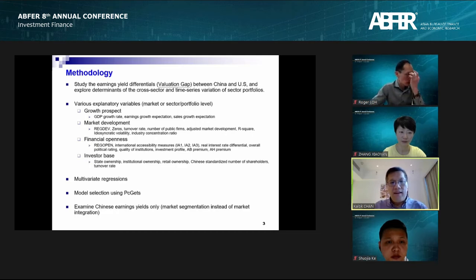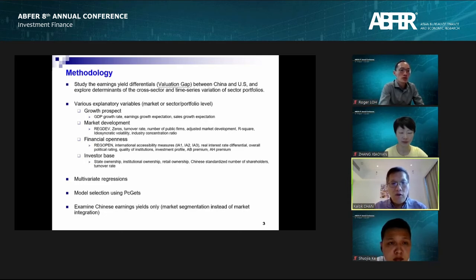So in terms of the analysis methodology, it's a kind of panel regression. They stack up all this data across these different sectors and portfolios together over time, and then run multivariate regressions using this set of explanatory variables. Because there are quite a lot of explanatory variables, they also use this algorithm, PC-GAS, to help select the set of explanatory variables that best explains the earnings yield differentials over time and across the cross section.